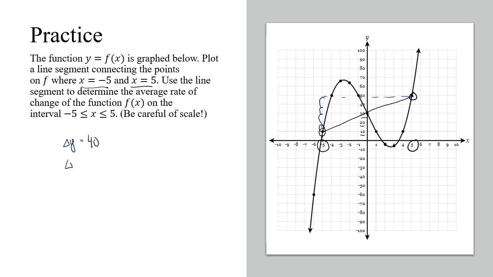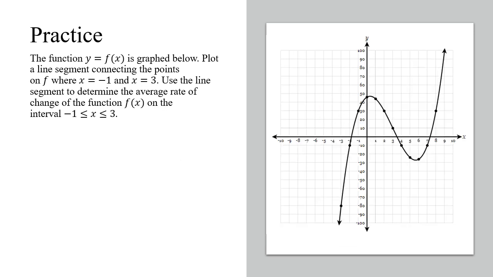Now let's find what is my change in x. Well, it's going to the right, so that's again positive, but this time it's only counting by ones. So 1, 2, 3, 4, 5, 6, 7, 8, 9, 10. So my change in x is going to be 10. And my average rate of change is going to be those two things divided by each other. So that's going to equal 40 divided by 10, which is 4.